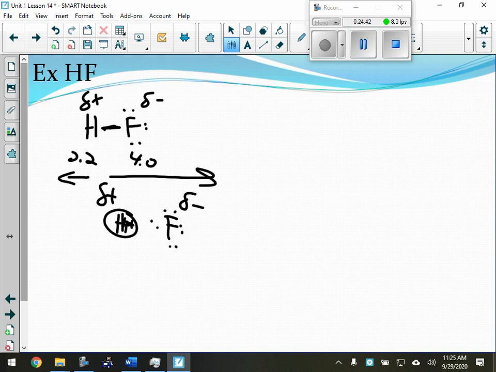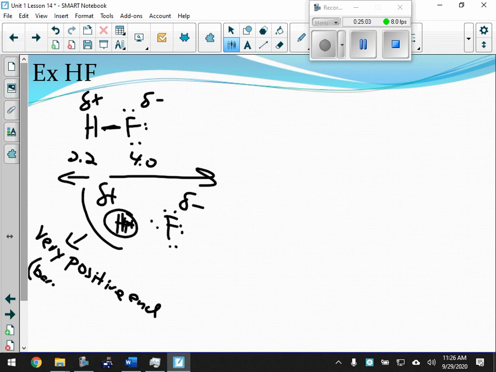So I like to describe it like this. Look, we have the partial positive and the partial negative from the difference in electronegativity, yes? But what else do you have right here? Well, you have a very positive end, and you want to write this down: you have bare positive nucleus and the partial positive end.